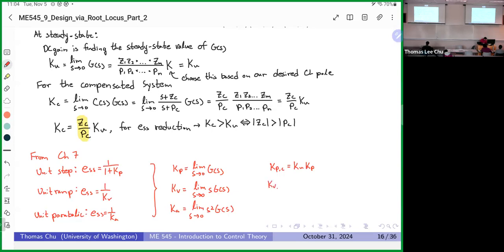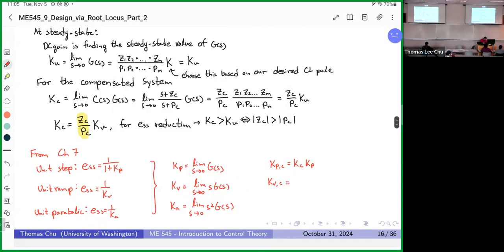I need to be very careful here. K_V compensated is going to be equal to... you know what? I'm going to write it out. Oops, sorry, it should be K_C here. I do not want to write that out, actually. We'll leave it.